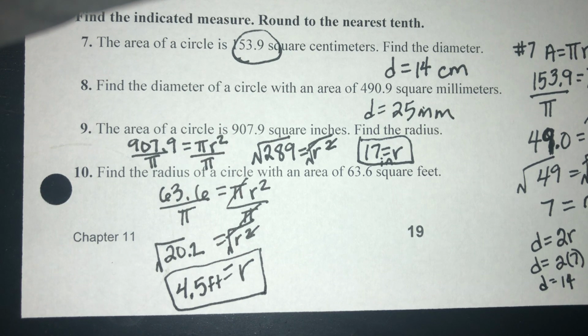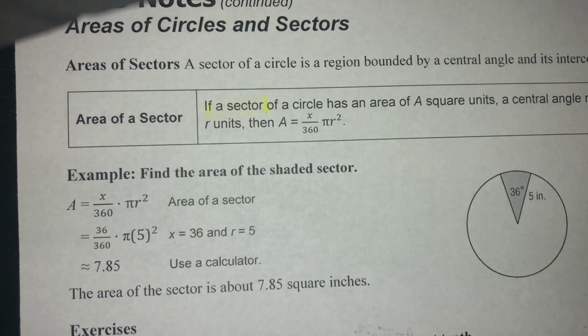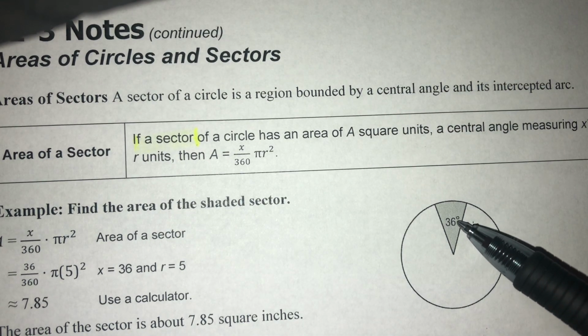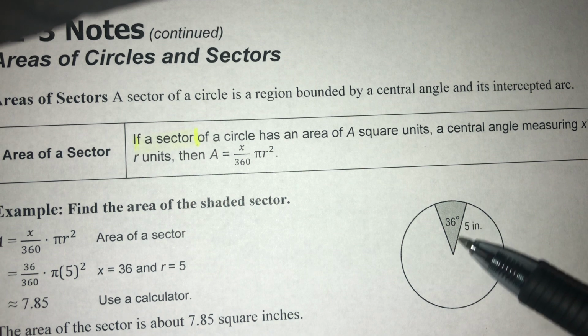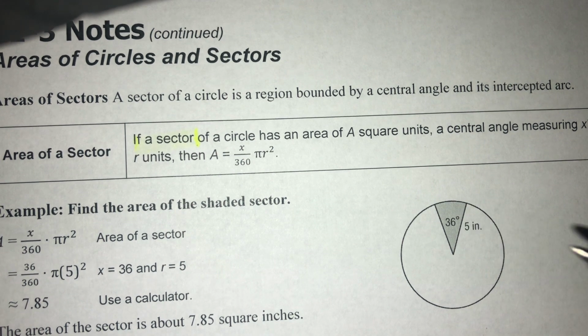All right, we're ready to go on to the other side, and we will be learning about the area of a sector. Okay, so what is a sector? Well, if you look at this picture, a sector is a piece of a circle, sort of like a slice of pizza or a slice of pie, not the number pi, like P-I-E that you eat.